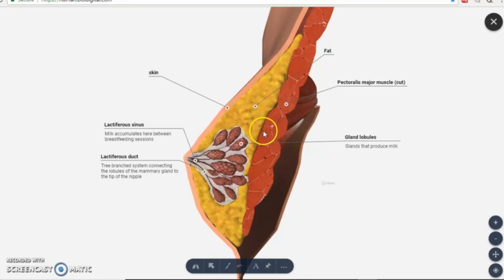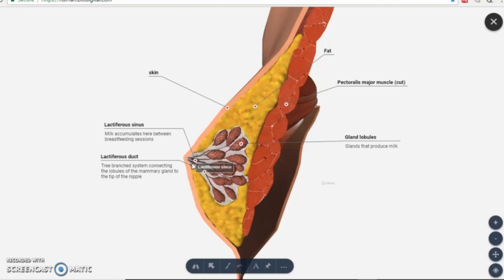In the cross section, you can make out clearly the lobules present. These are the gland lobules which secrete the milk. This secretion then gets into the ducts. The tubes you can make out here are the lactiferous ducts. These ducts finally end in a dilated part, which we call the lactiferous sinus. This is the area where the secretions are filled and stored.